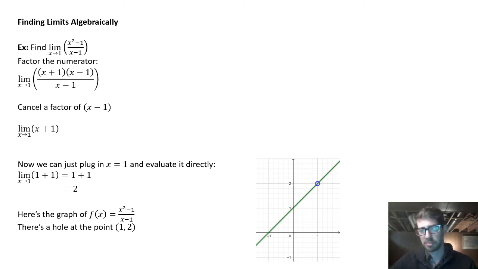But here's a more accurate depiction of the graph. If you look at x equals 1, well, then it's obvious that the hole is at (1, 2). So the limit of this thing as x approaches 1 looks like 2.